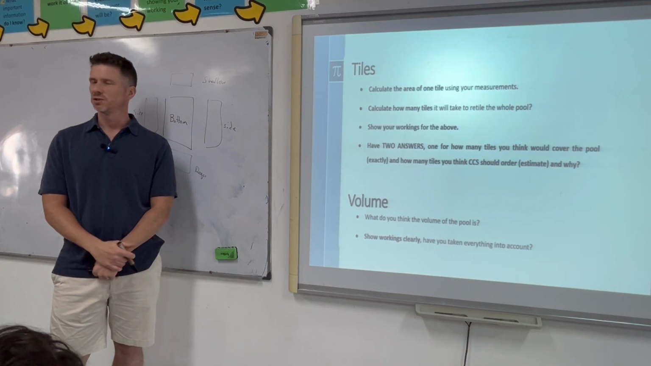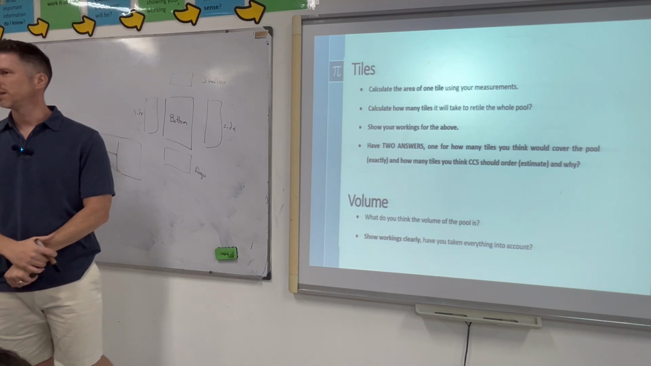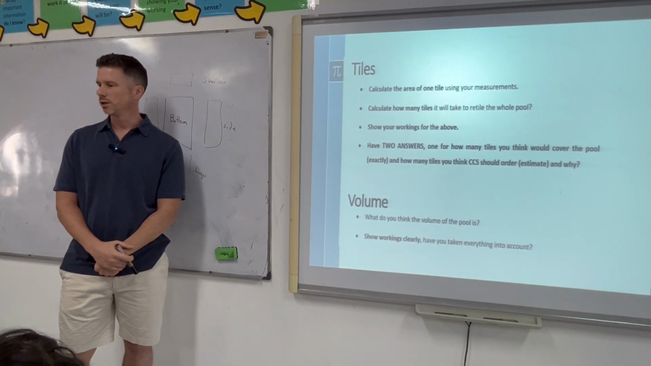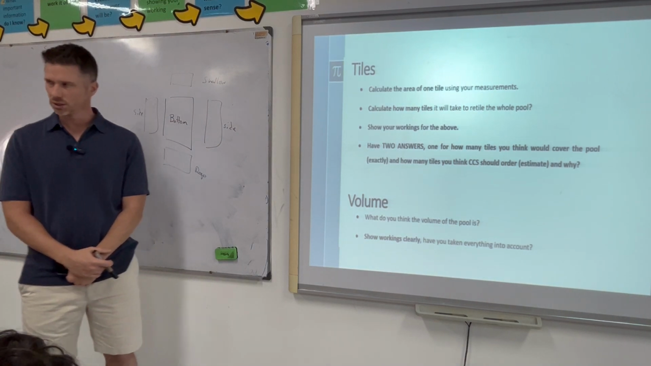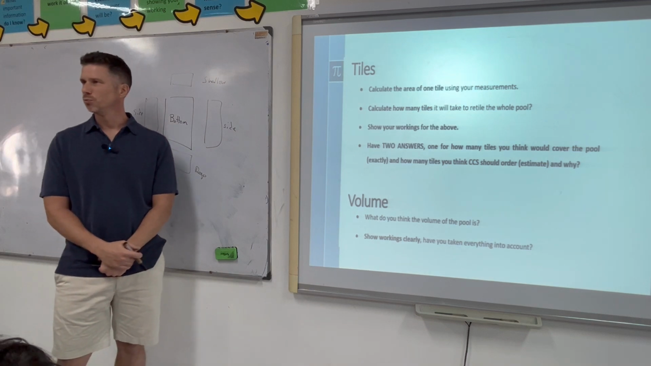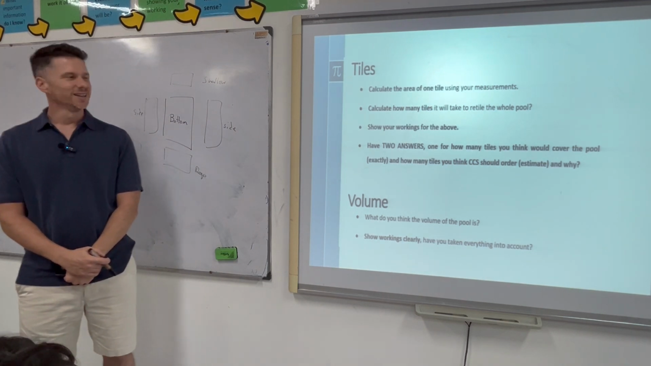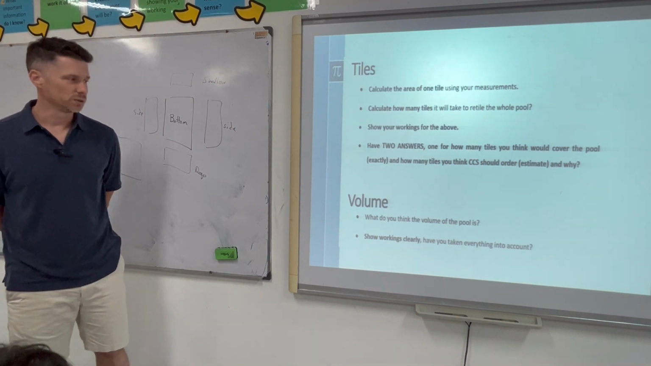So if you're the quantity surveyor, maybe you say the pool needs 10,362 tiles. How many would you recommend the CCS order? 10,362? Probably not. You might need a few more, wouldn't you? Okay, so that's up to you to decide if you order more or just the exact amount you think.